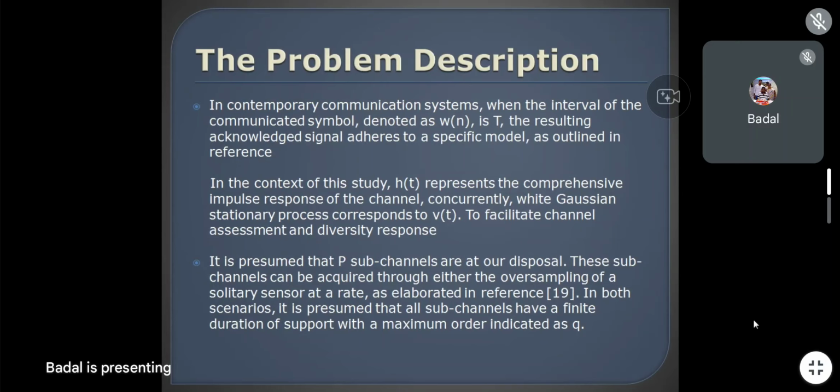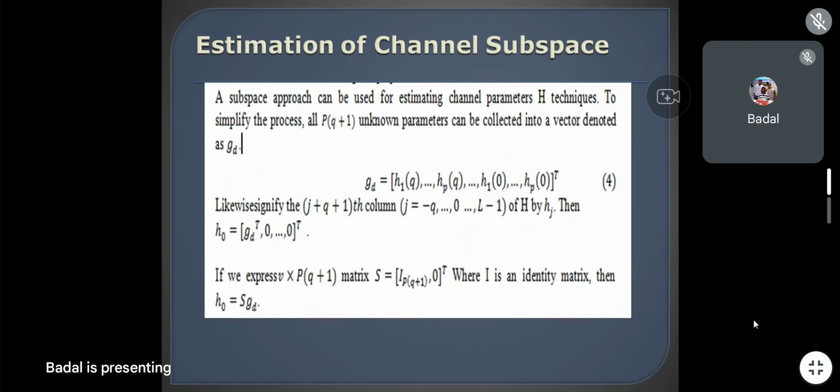It is reasoned that these subchannels are at our disposal, and subchannels can occur through either the oversampling of the received signal or multiple sensors as elaborated in the reference. In both scenarios, it is presumed that all subchannels have a finite duration of support with the maximum order indicated as Q. These are the estimation channel response.